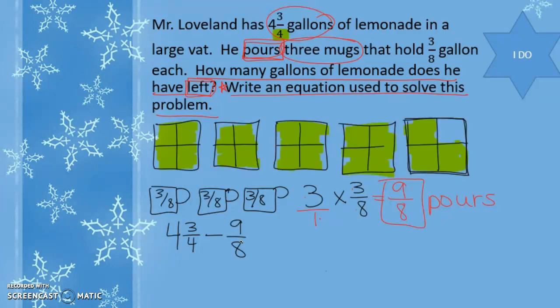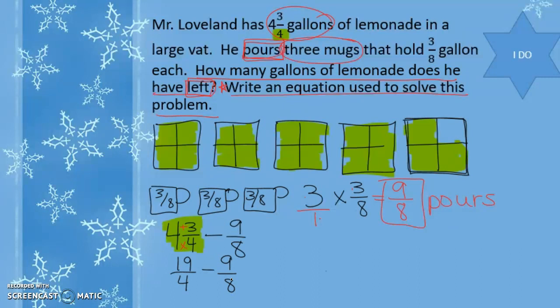You're exactly right. I am going to find a common denominator so that I can subtract. First, I'm going to rename the mixed number as an improper fraction. That'll make it easier for me. Where's the mixed number, Miss Addison? Oh, don't worry. The mixed number is right here. How do we do that? 4 times 4 is 16, plus 3 is 19. So I have 19/4 minus 9/8.